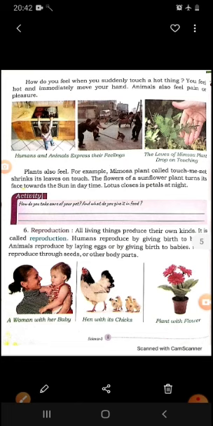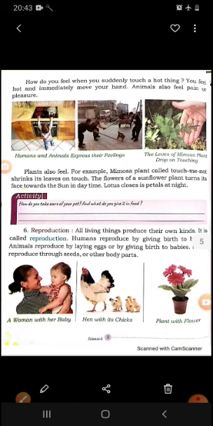Both plants and animals breathe, but there is a little difference. Animals breathe in oxygen and breathe out carbon dioxide, whereas plants breathe in carbon dioxide and they give out oxygen.